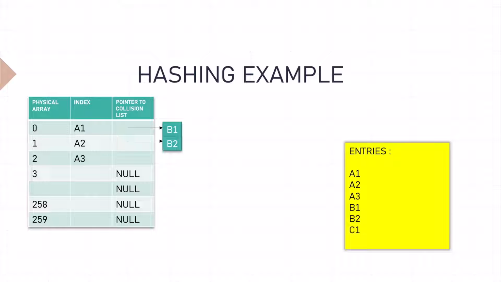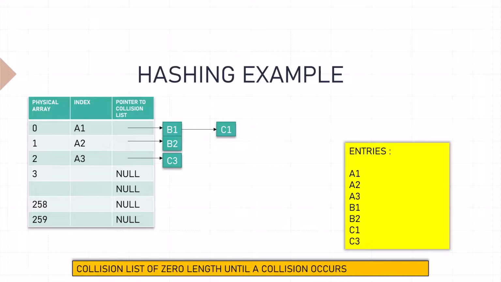Similarly, if we have C1 and it maps onto the same location as A1, then we can have B1 pointing to C1, and you can see how the linked list is growing there, right? Finally, we have C3 mapping onto the same location as A3. And again, we have a hash collision, so we have a collision list there. It's important to remember that the length of every collision list would be 0 until a collision occurs.